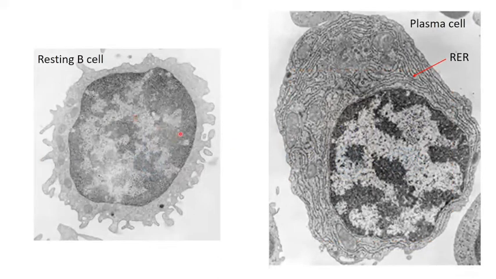Here's a resting B cell. They're roughly to scale. The nucleus is about the same size in both pictures, but you can see in a resting B cell, there's very little cytosol around the nucleus. This is a plasma cell. You can see it's absolutely chock full of rough endoplasmic reticulum. And what it is basically doing is churning out tons and tons of antibodies, secreted B cell receptor.